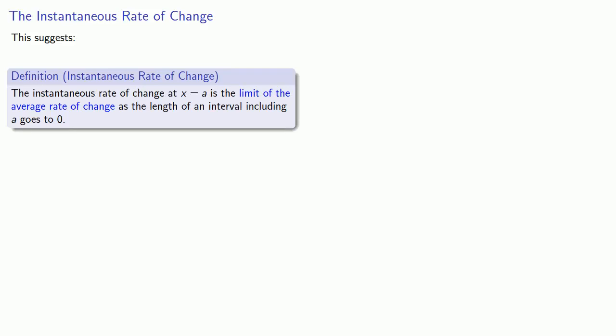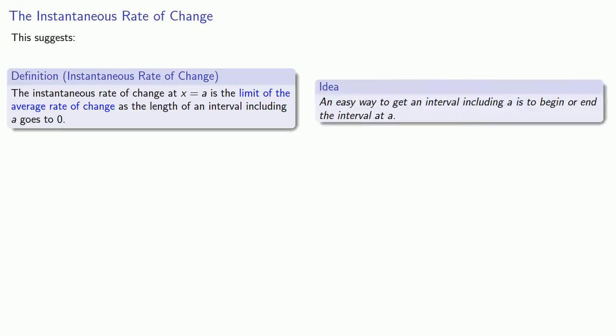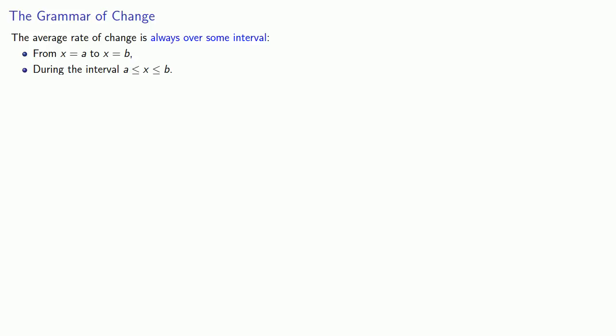Now, that may seem a little bit nebulous. What do we mean about an interval including a? And so here's an idea that's worth remembering. An easy way to get an interval including a is to begin or end the interval at a. So let's talk a little bit of grammar. The average rate of change is always over some interval. And we might express this in a couple of different ways. We might say from some place x equals a to some other place x equals b. Or we might say something like during the interval a less than or equal to x less than or equal to b. In contrast, the instantaneous rate of change is always at a single point, at x equals a, when x is equal to a.